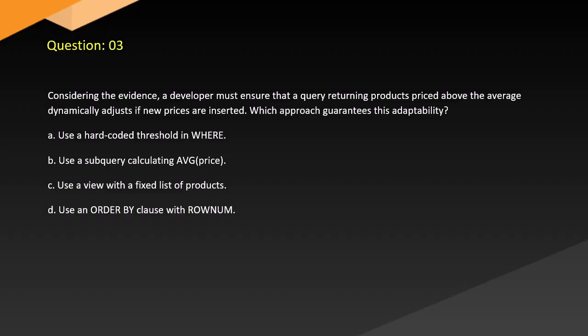Question 3. Considering the evidence, a developer must ensure that a query returning products priced above the average dynamically adjusts if new prices are inserted. Which approach guarantees this adaptability? A. Use a hard-coded threshold and WHERE. B. Use a subquery calculating AVG(price). C. Use a view with a fixed list of products. D. Use an ORDER BY clause with ROWNUM.